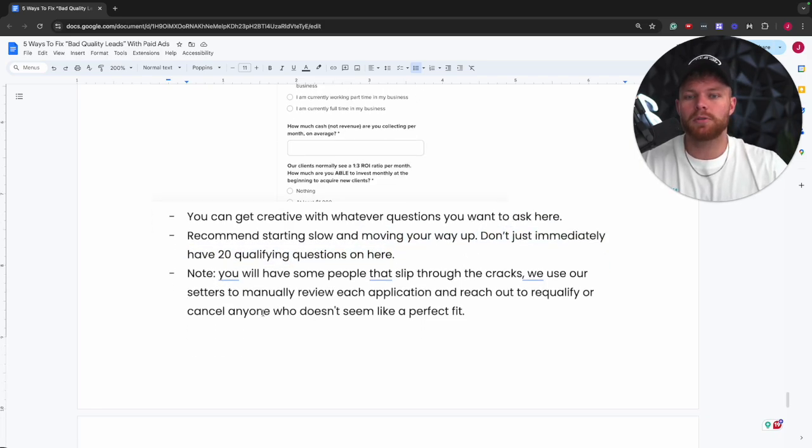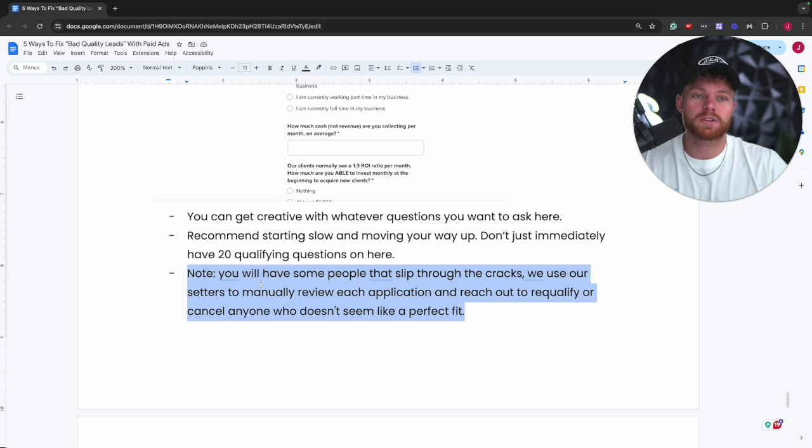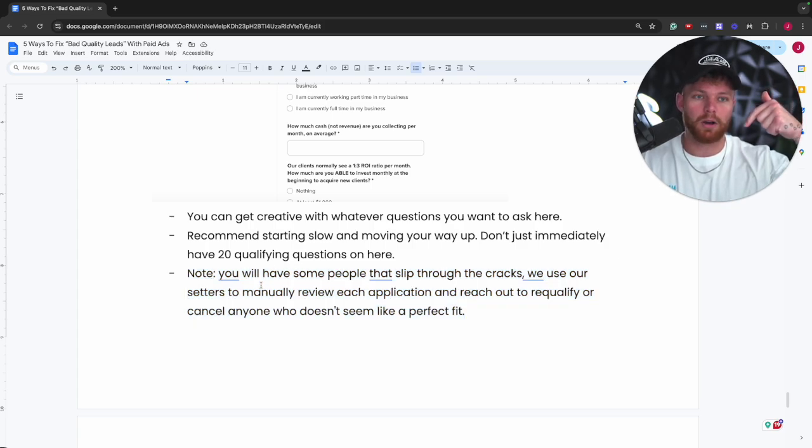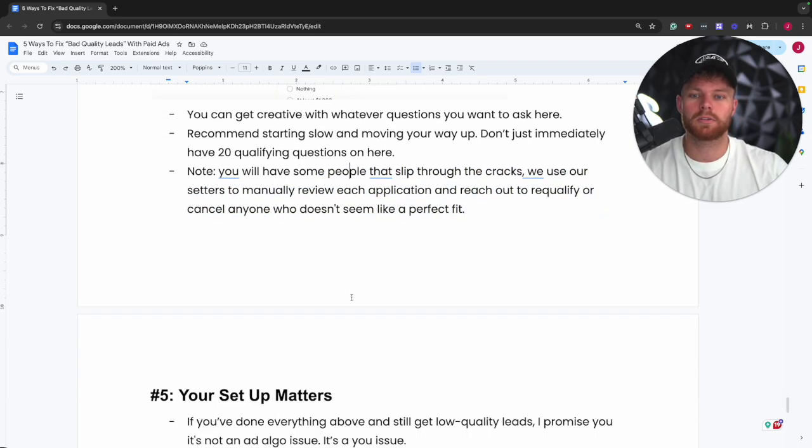Quick note, you will have some people that do slip through the cracks. We use setters to manually review each application and reach out to requalify or cancel anyone who doesn't seem like a perfect fit. If you'd like some more information on how this works, again, just check out that link down below on how our process works. It'll walk you through A to Z how everything works and how we use setters to do this part too.